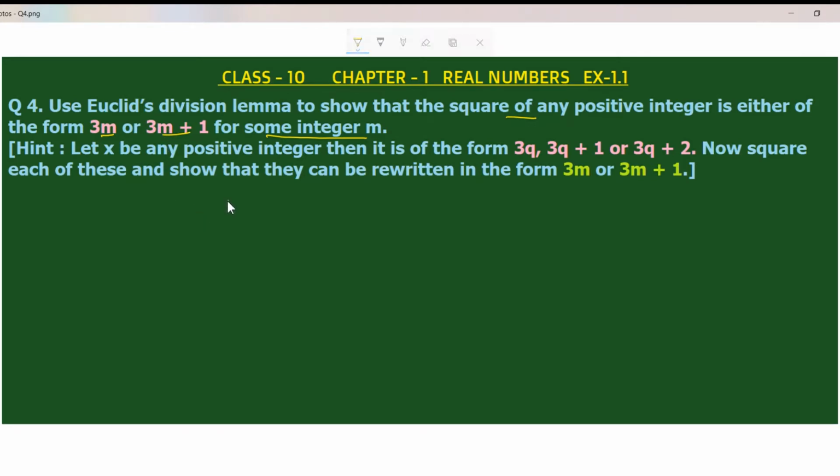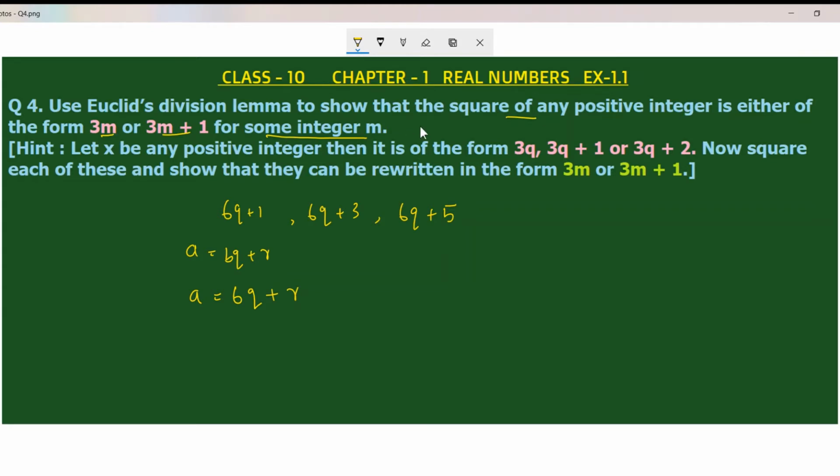In that, the forms were 6q plus 1, 6q plus 3, 6q plus 5. So there we directly used Euclid's division lemma because it is in the form of 6q. That means divisor times quotient plus remainder. So we used a equals bq plus r, this Euclid's division lemma. So we wrote a equals 6q plus r. We have written like this. But here they have given m.